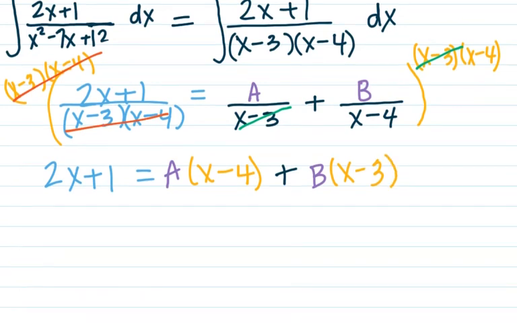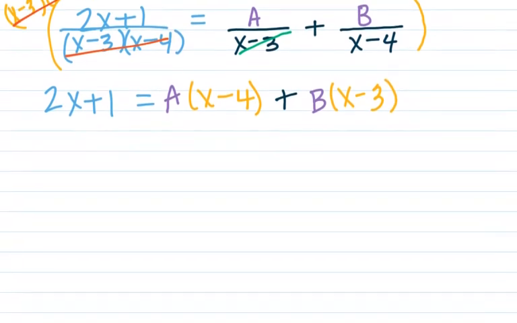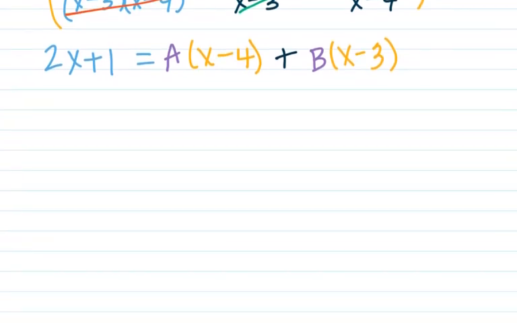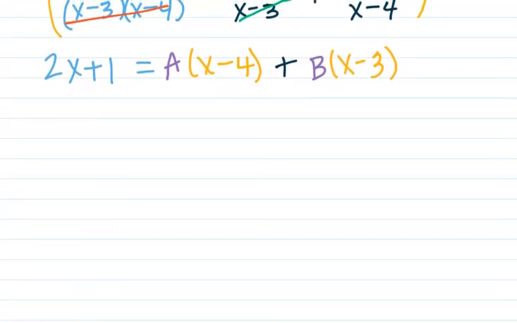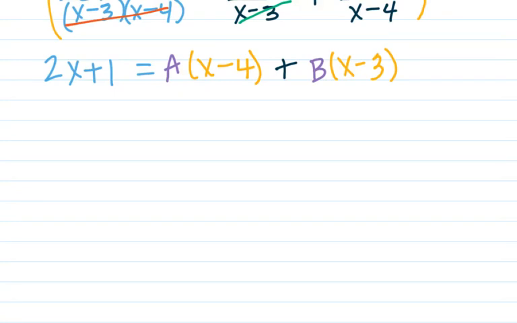So the next step is to solve for the constants a and b. And here's where you can get a little bit creative, because you're going to decide which x values you want to substitute in. Now, I always go with the ones that will eliminate at least one of the variables so that I can get one of the constants by itself.